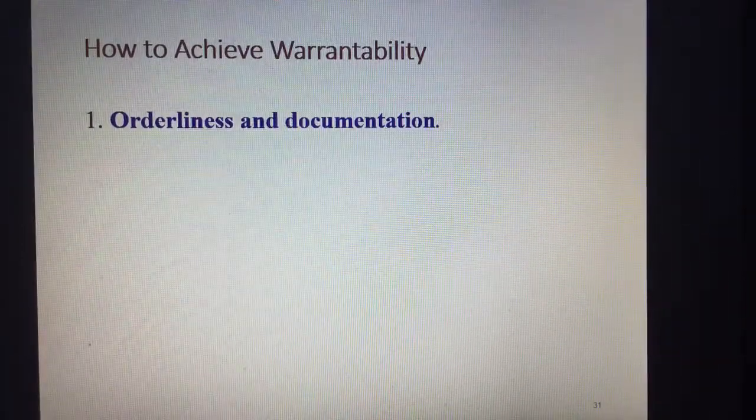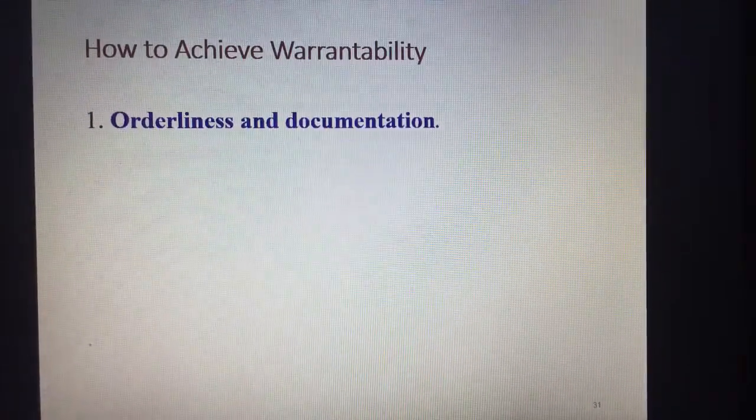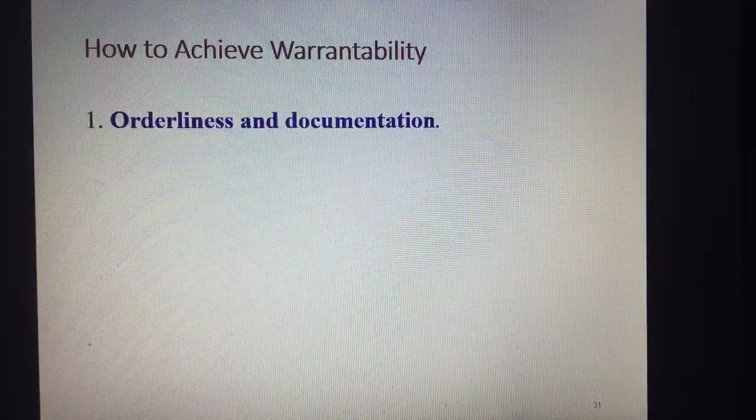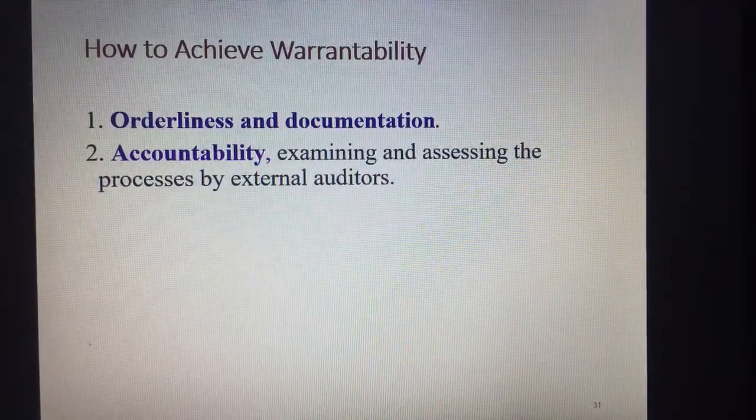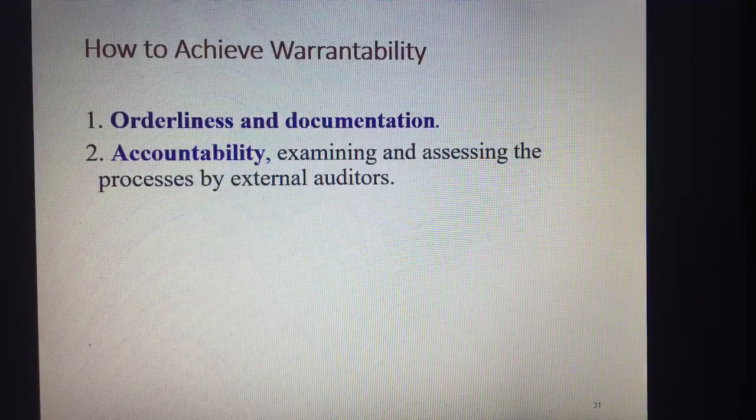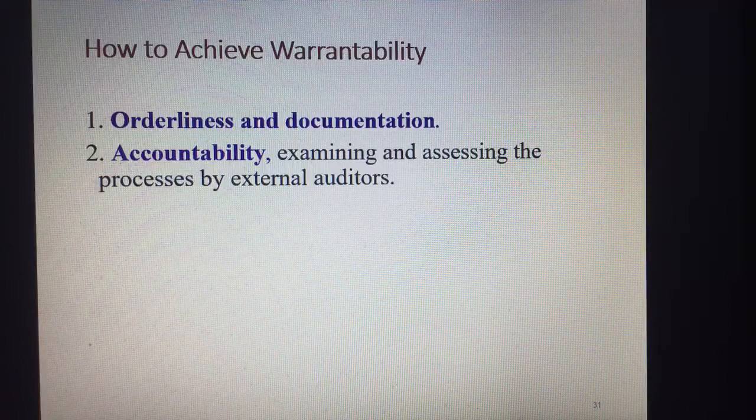And finally, warrantable. What is warrantable? And how do you achieve that? It's by documentation and by being orderly. Of course, you can work on it and achieve it by accountability, examining and assessing all the data, or looking at the processes of all the data and assessing them by external auditors. So somebody else is examining and assessing, not yourself. So that makes it more warrantable.